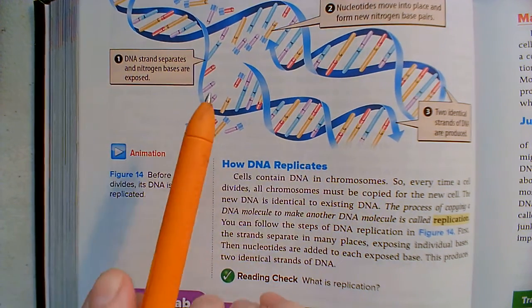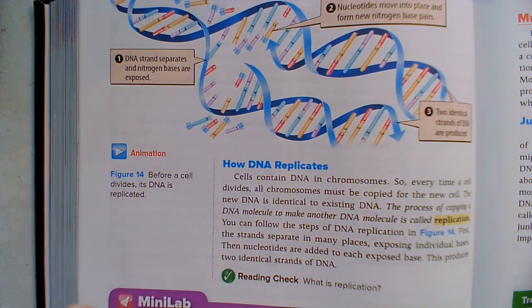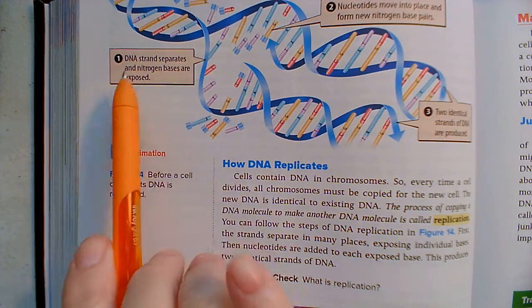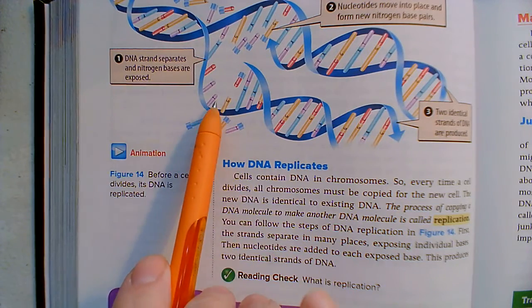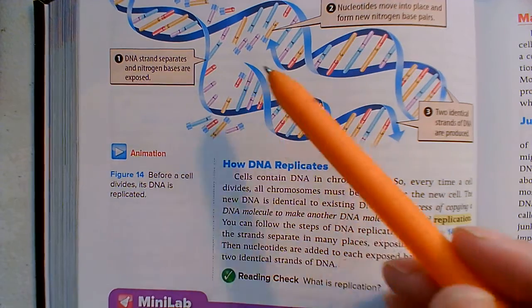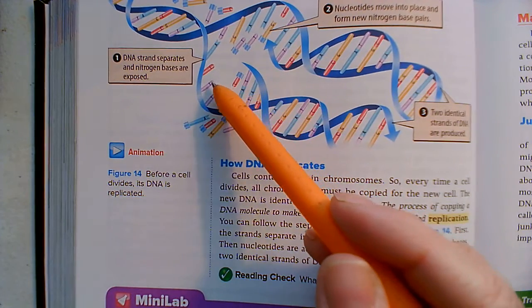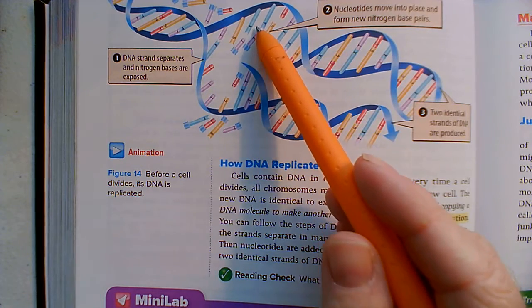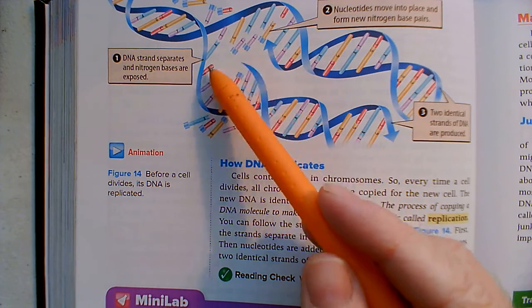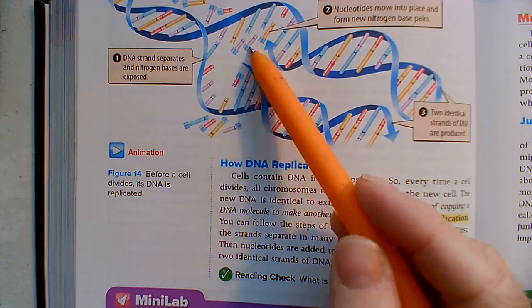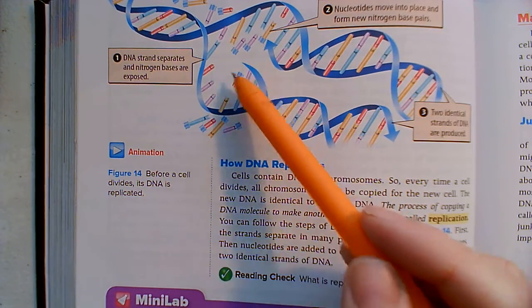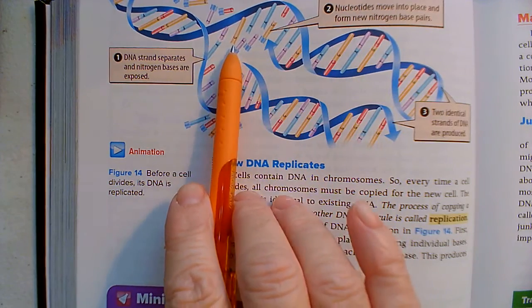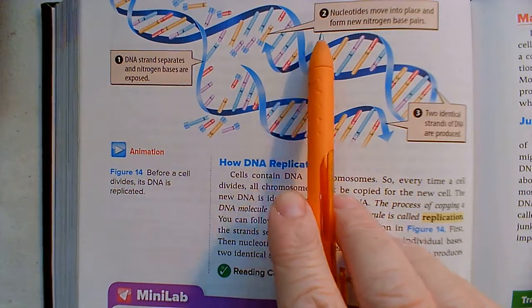So this is something that the cell has to do anytime before it divides. All right, so it says DNA strands separate, so it's coming apart here, and nitrogen bases are exposed. Now there was a hydrogen bond connecting these different bases, the thymine and the adenine, the guanine and the cytosine. Those hydrogen bonds get broken, and there's a molecule that does that, but we're not going to get into it. You'll learn about it next year in biology.